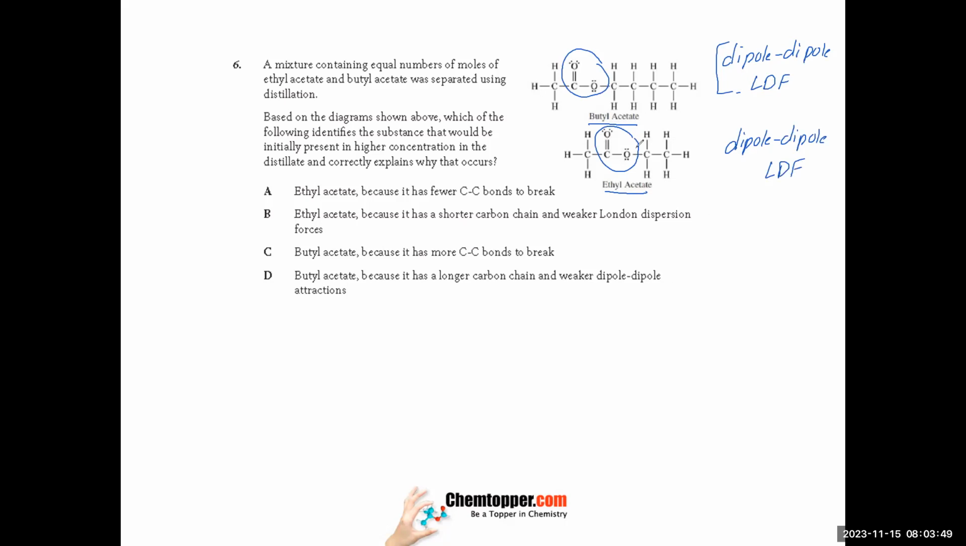Now, which one has stronger LDF? Because dipole-dipole is the same, I'm not comparing dipole-dipole. So what am I comparing? LDFs. Which one has more LDF? Please answer fast. Which one has more LDF? LDF depends on molar mass, children. What happened? We are still doing unit 3.